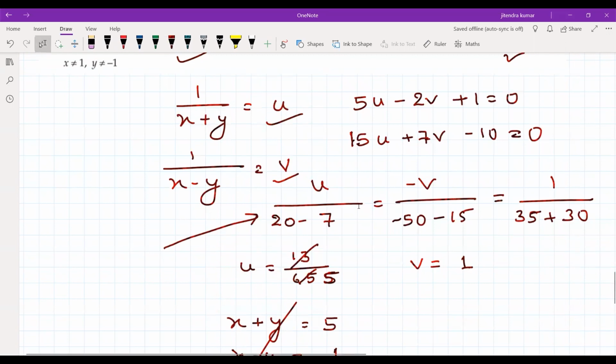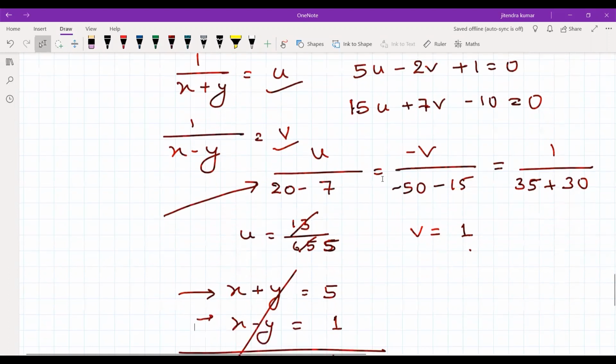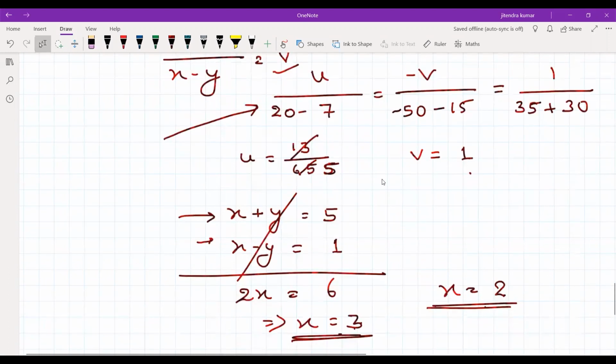So as u was 1 by x plus y, 1 by x plus y is equal to 1 by 5. It means x plus y is equal to 5. And 1 by x minus y is equal to 1. It means x minus y is equal to 1. So now we have again two equations in terms of x and y. Now just solve these two equations to find the values of x and y finally. Here I'm just adding these two equations. You can say I'm applying the elimination method.